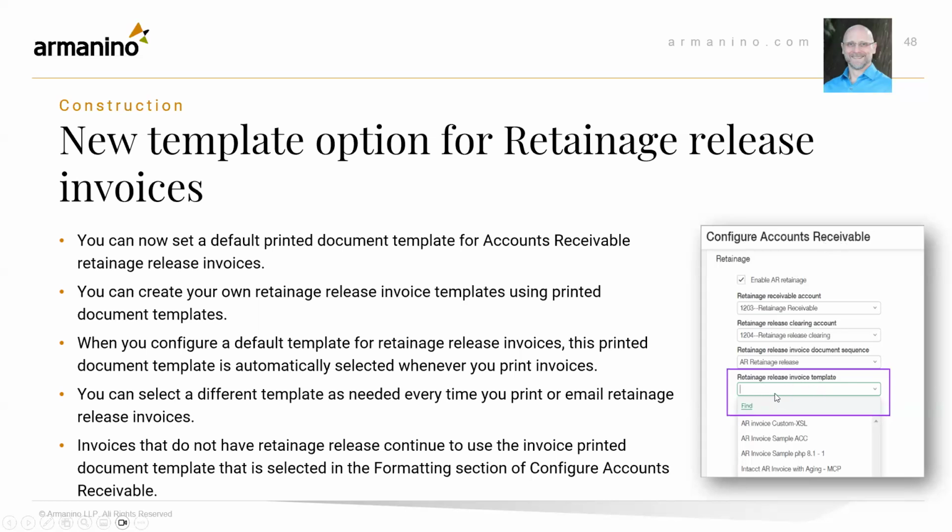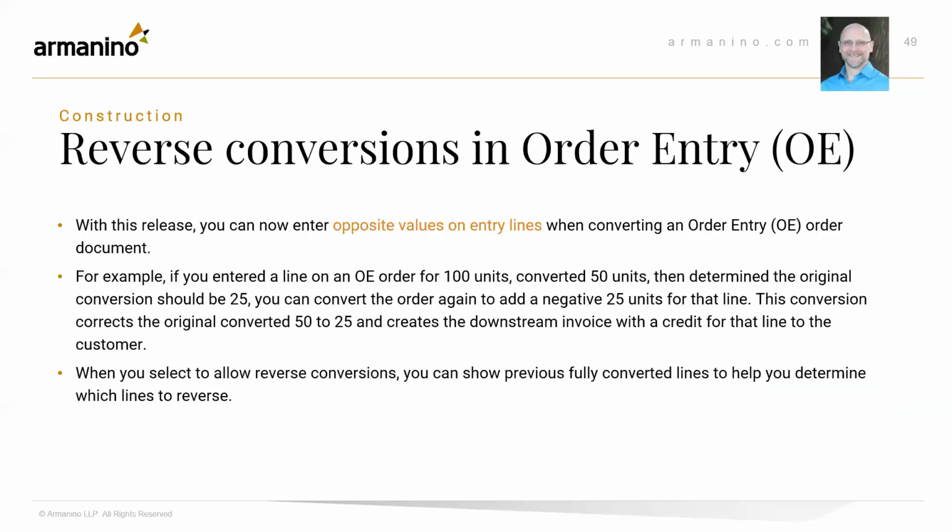These are the templates that you can modify through Word in the template doc area in the platform services area. So you can assign that there and create your own retainage invoice templates. It will use it as the default. However, you can select a different template as needed when you go to print or email those retainage invoices. And invoices that do not have retainage release, they just continue to use your standard printed document template.